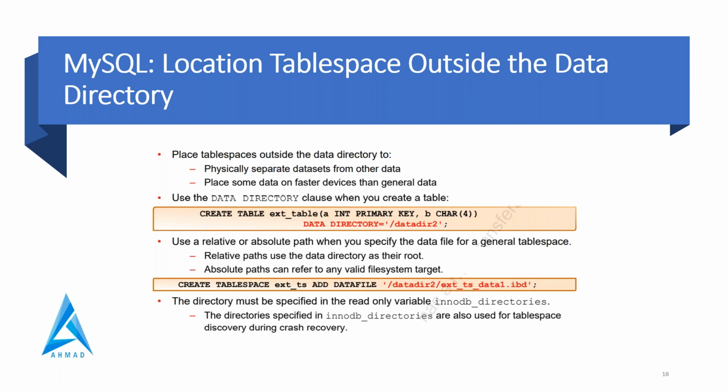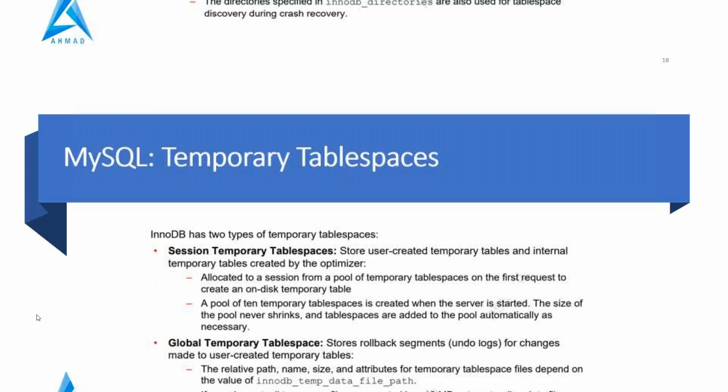So you can physically separate a data set from other data and place that data on a faster device than general data. How can you do that? You can use the DATA DIRECTORY clause, and when creating a tablespace, you can give a relative or absolute path. A relative path uses the data directory as its root, and an absolute path can refer to any file system target. That directory must be specified in the read-only variable innodb_directories, as I said. The directories specified by this variable are also used for tablespace discovery during crash recovery.